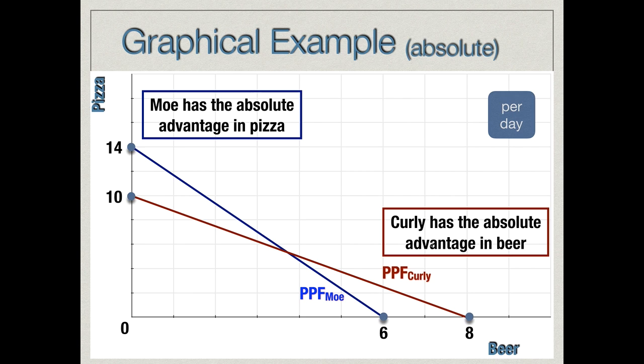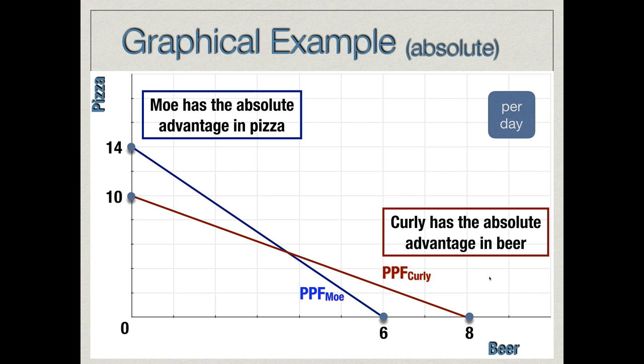So realize that from a graphical perspective, the absolute advantage can be determined by who can produce more in a given time period. In this instance, Mo produces more pizza per day than Curly, so he has the absolute advantage in pizza production. And in a given day, Curly can produce 8 beers compared to 6 for Mo. Therefore, Curly has the absolute advantage in beer production.